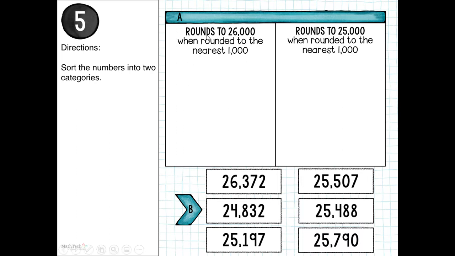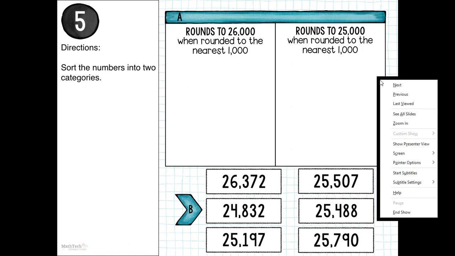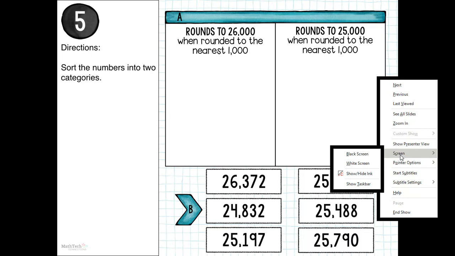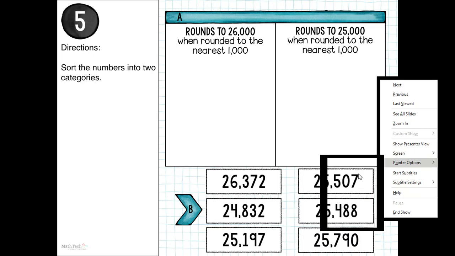The next one says, sort the numbers into 2 categories. The first category is rounds to 26,000 when rounded to the nearest 1,000, and the next category says rounds to 25,000 when rounded to the nearest 100. I'm going to show you the first one as an example.